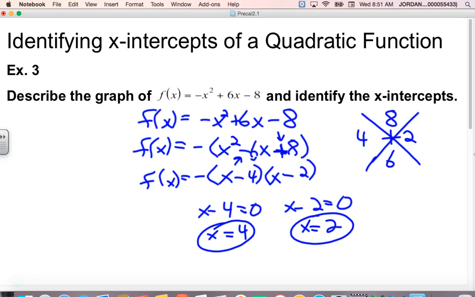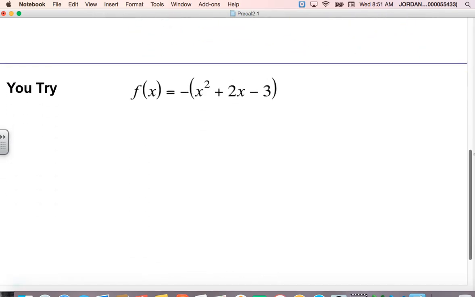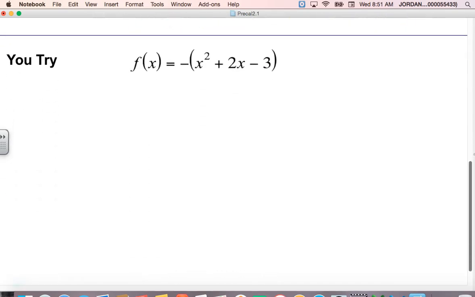So obviously this one's going to open down, so we can at least say it's a parabola that opens down. If you wanted to describe it by using the vertex, you need to get it in vertex form like we did on example 2. Alright, so let's let you guys try to do that on this part right here. Pause the video and give it a try, and I'll go over it.